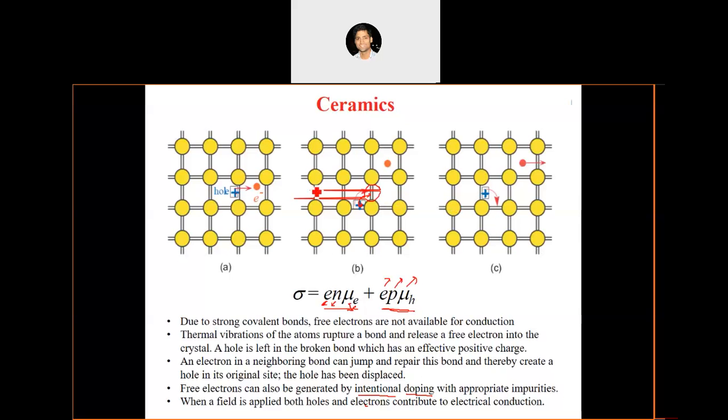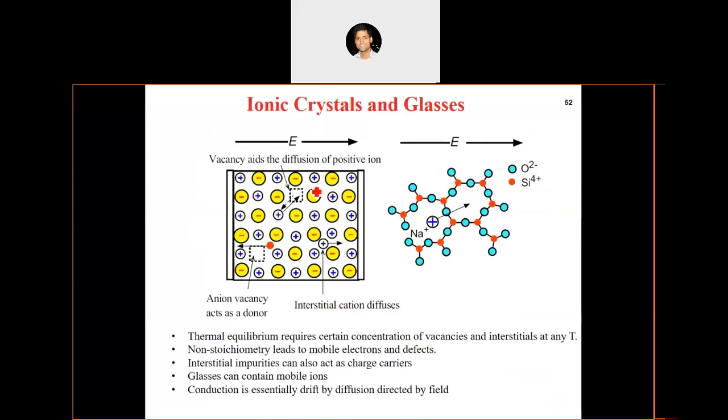So yes, this is in a very broad way the mechanism of electrical conduction in ceramics. Let us look at the ionic crystals and glasses. Ionic crystals means, for example, NaCl. In NaCl we will have one positively charged atom and one negatively charged. For example, sodium will be positively charged and chlorine will be negatively charged.